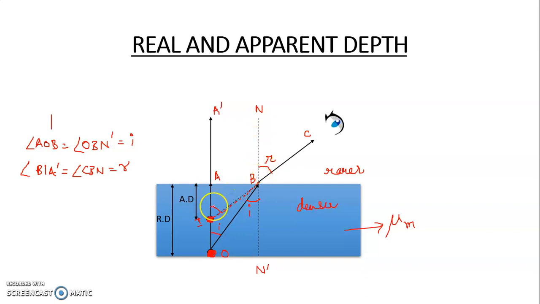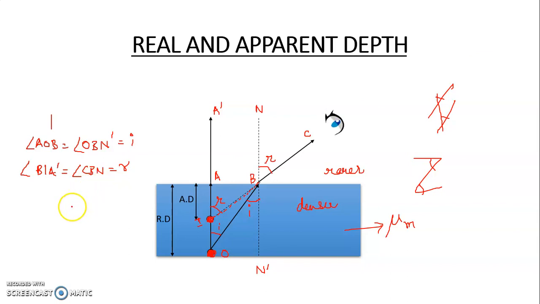So this is r, this is also r, and why is it so? Because they are adjacent angles. We know this, right? So these are adjacent angles, and this one is alternate angles. So they are also r. So we have got the expression of i, we have got r.